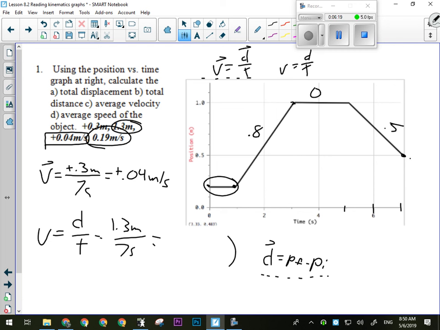So really, there's no new math now that we're dealing with graphs. It's the same math we did before. It's still V equals D over T. Any questions on number 1?